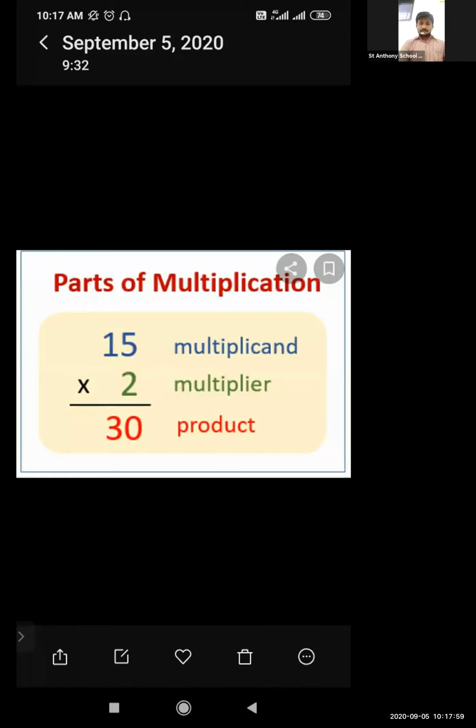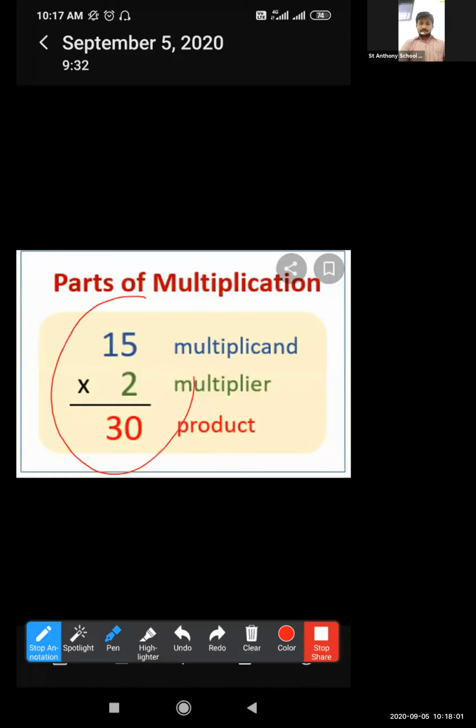See, you can see here, this is the vertical arrangement of multiplication, right? The first number is 15. 15 into 2. How will you read this sum? 15 into 2 is 30, or in another way you can read it, 15 multiplied by 2 is equal to 30. Okay, so this is the first number, 15. This number is called multiplicand.